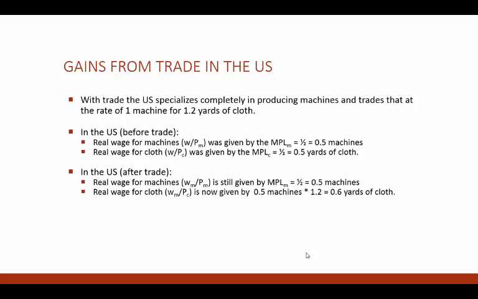In India, real wages for machines before trade was 0.2 machines. But after trade, it is now 0.28 machines. Real wages for cloth before trade was 0.33 yards of cloth, but after trade it is 0.33 yards of cloth as well. So trade also makes India better off.